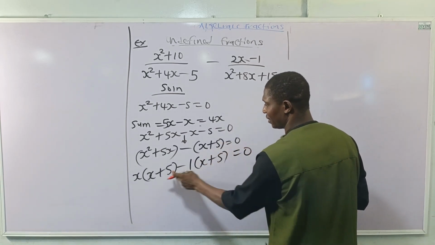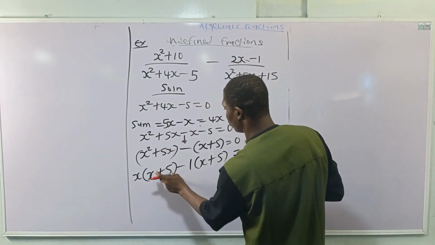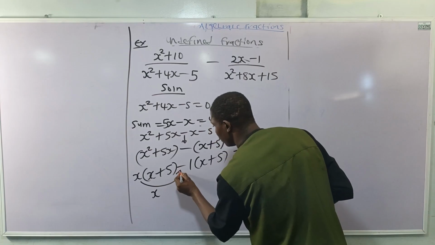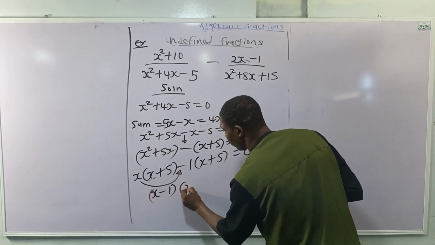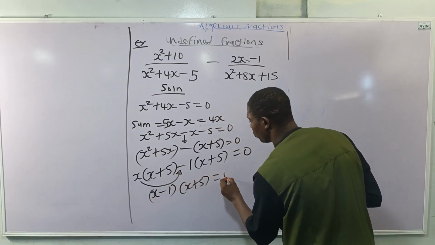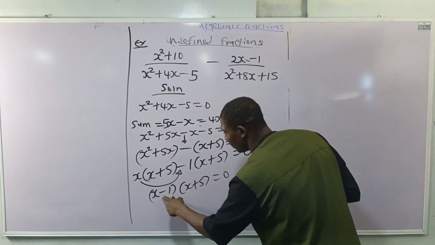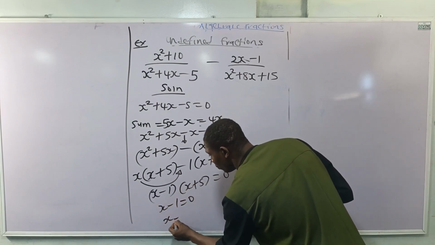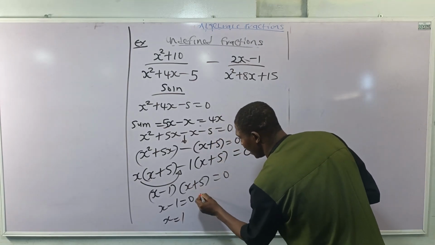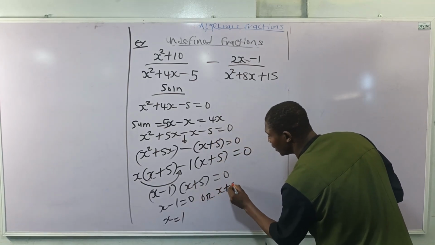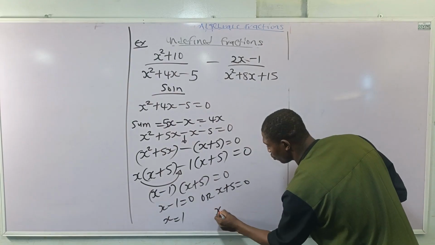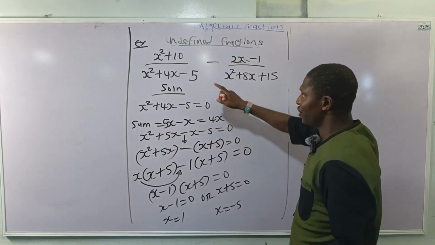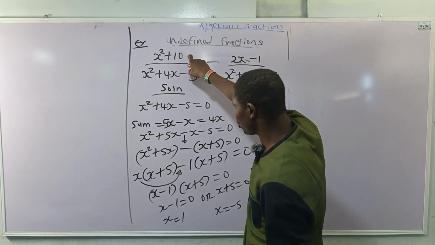And the two brackets are also equal. So I have x minus 1 and x plus 5 to be equal to 0. And if I do this, if x minus 1 is equal to 0, I have x to be positive 1, and if x plus 5 equals 0, I have x to be negative 5. So I've gotten two values in my first expression, in my first fraction rather.